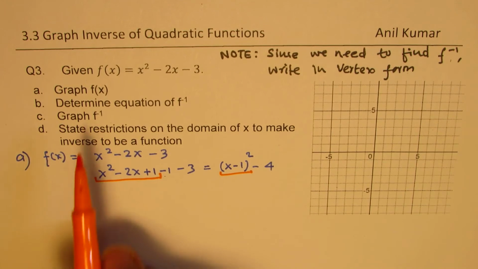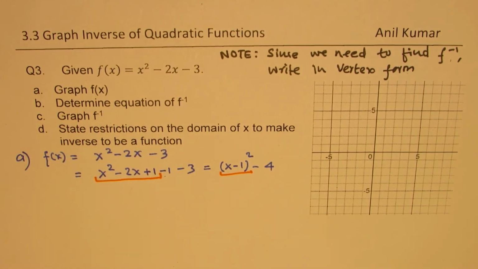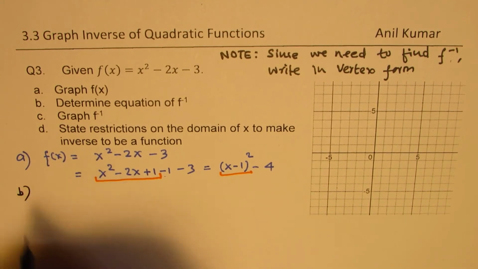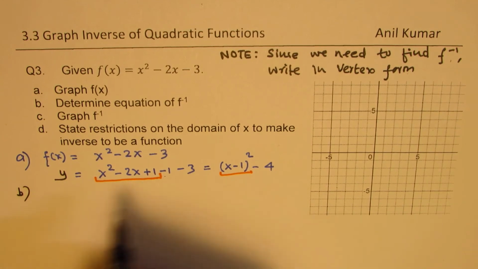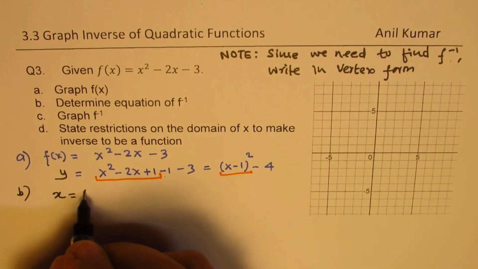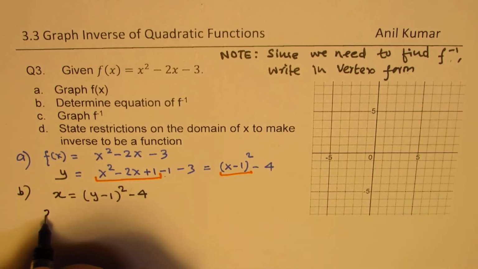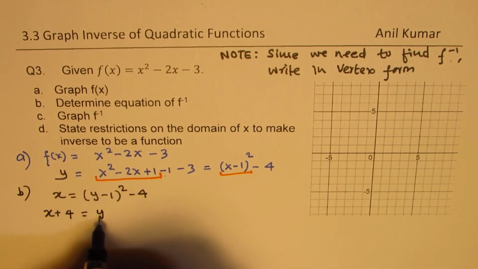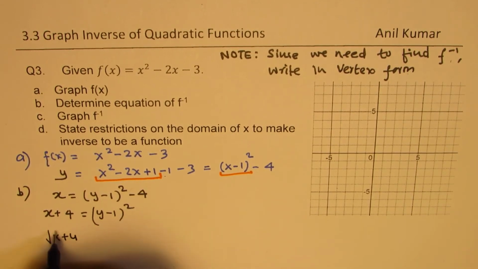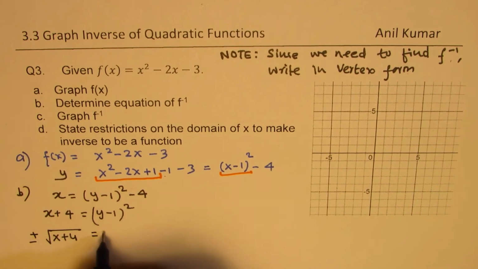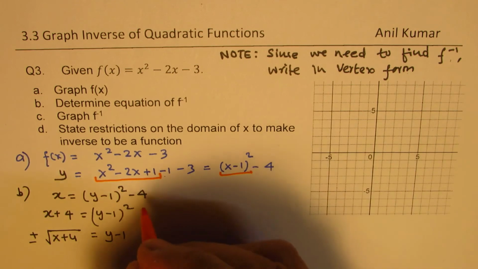Perfect. Now, once we have our function, let's find the inverse of the function. To find the inverse, let's say this is y equals this. We'll swap x and y. So we get x equals y minus 1 whole square minus 4. Bring this here. So we get x plus 4 equals y minus 1 whole square. Square root of x plus 4, take plus and minus, equals y minus 1.